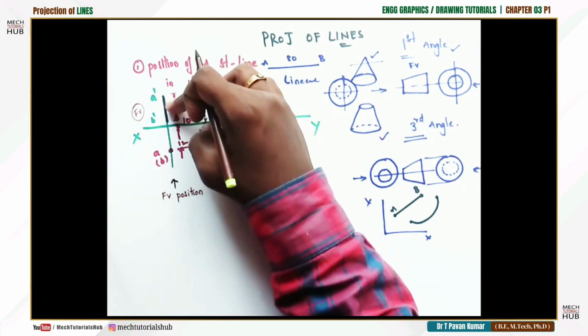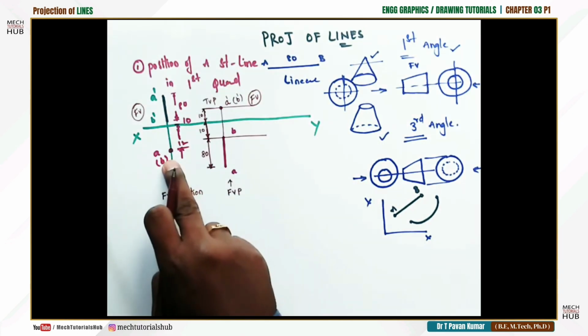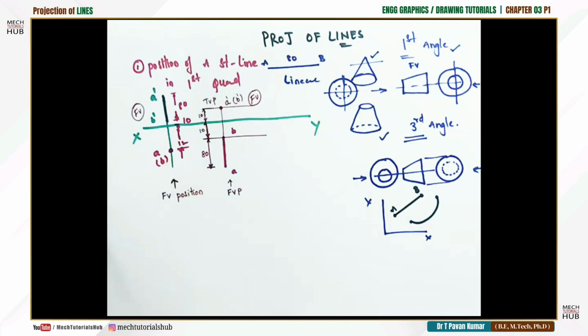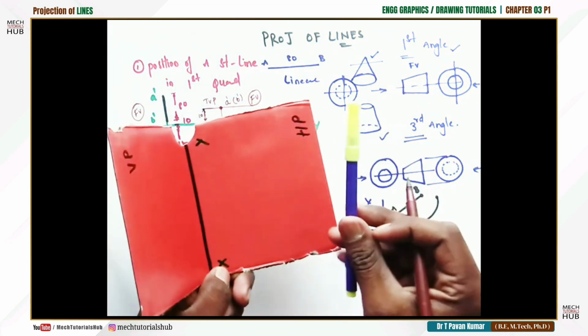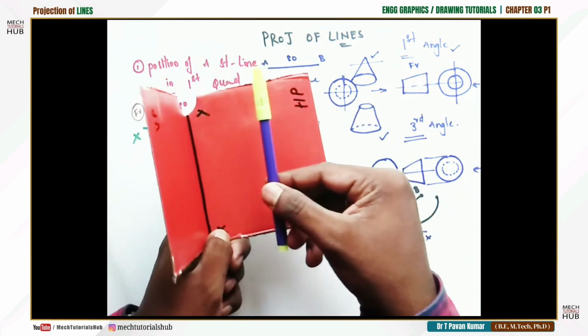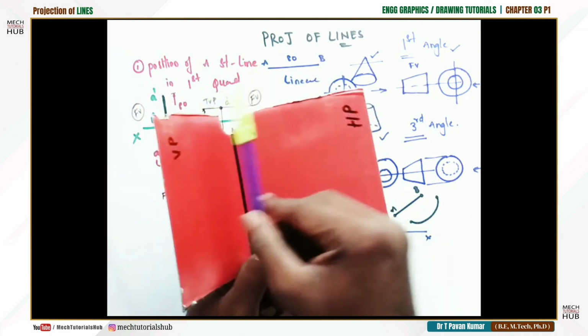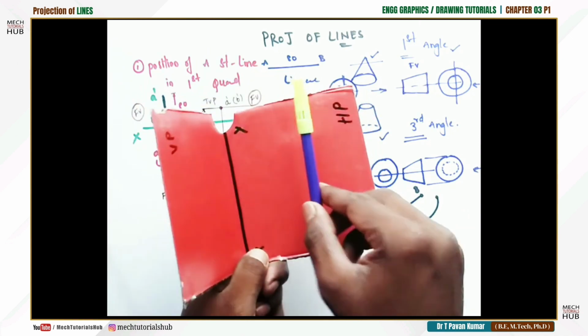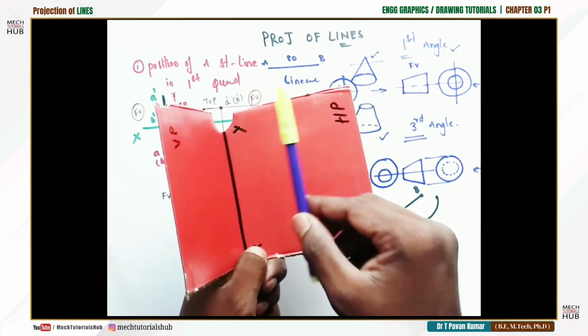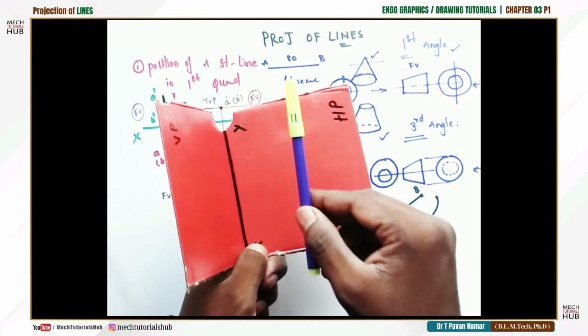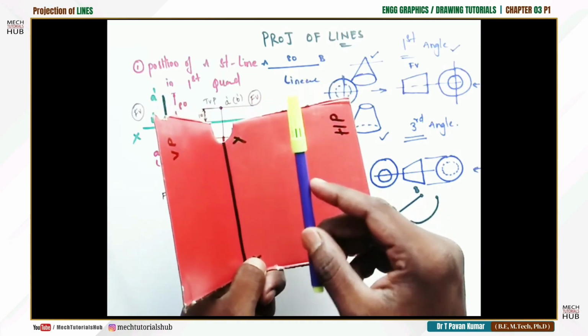Similarly, in this case, from the top I could see this point A. Let us go with the next assumption, which is when a line is parallel to both the planes, HP as well as VP. So you can draw the front view first or the top view first, because both ways you could see the true shape. Length of the line is 80 mm.